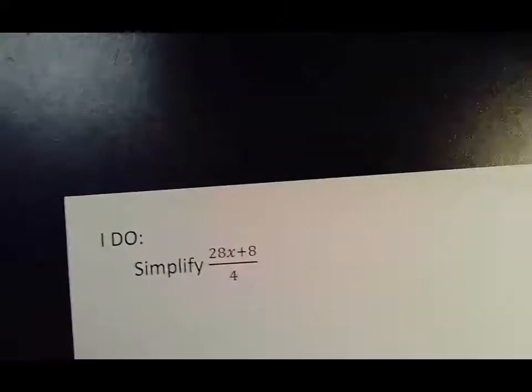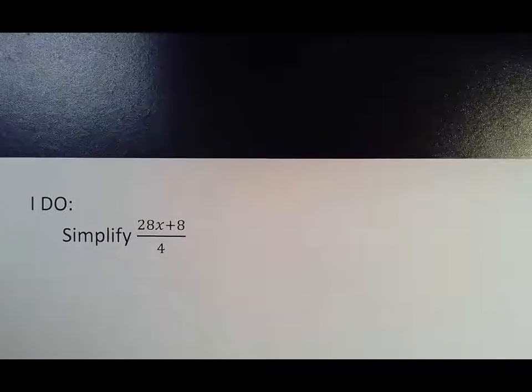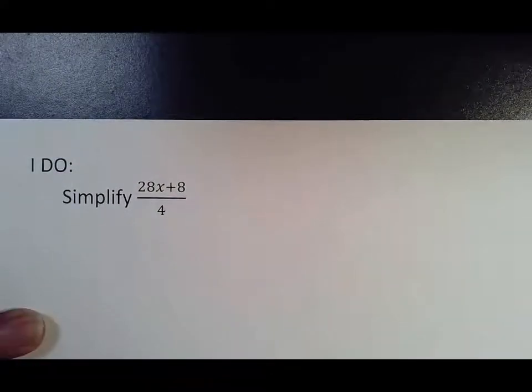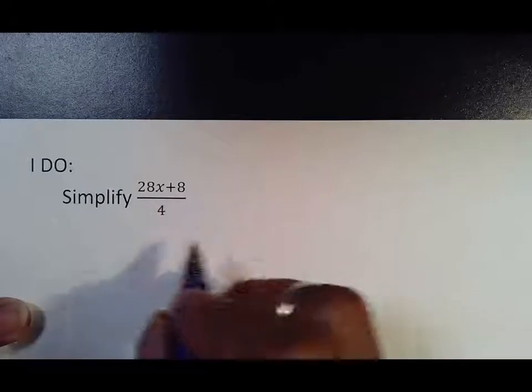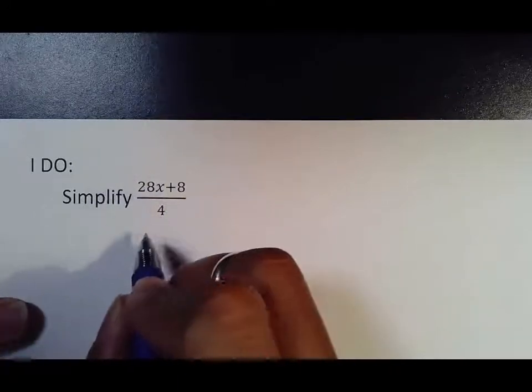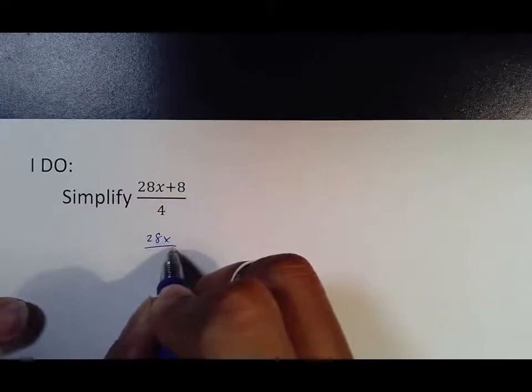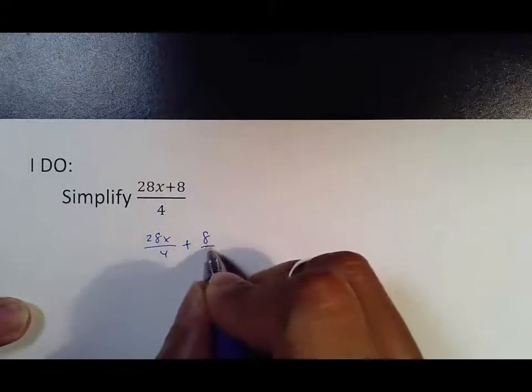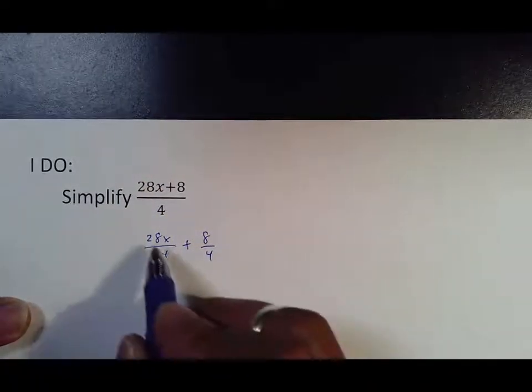All right, now I can do this. So looking at some problems here, pay attention to what I'm doing. And again, if anything happens, get a hold of whoever it is, if it's me, if it's another teacher. But just let them know you're having issues with it. But here we go. 28x plus 8 over 4. We're going to simplify this by splitting it first to be 28x over 4 plus the other side, which is 8 over 4.